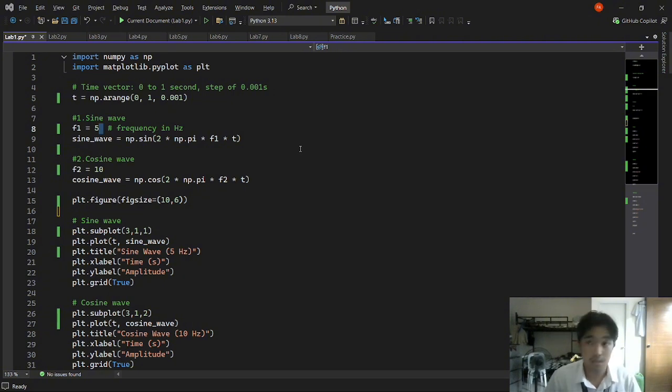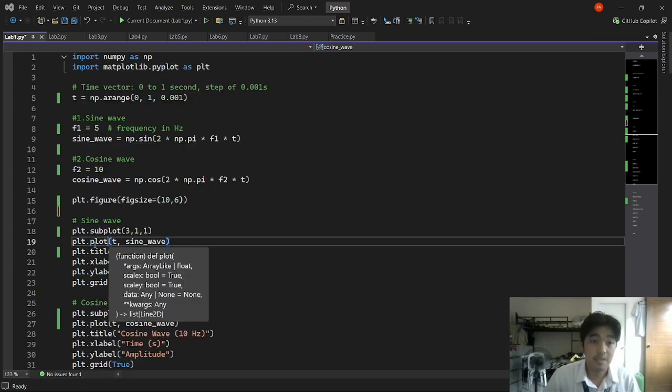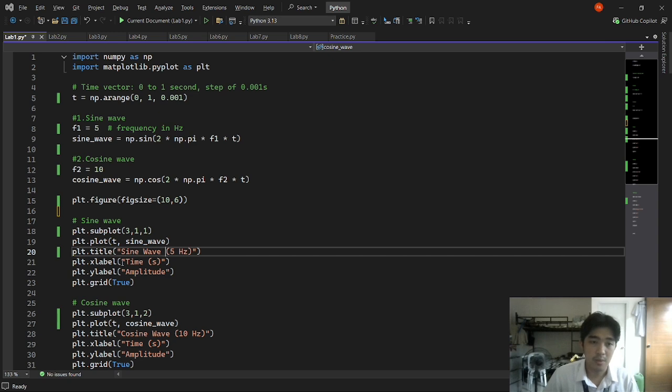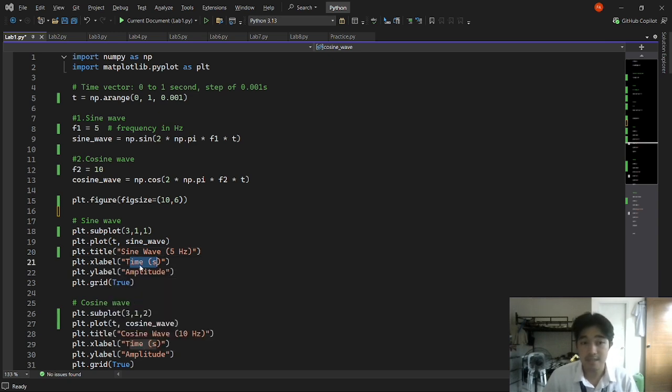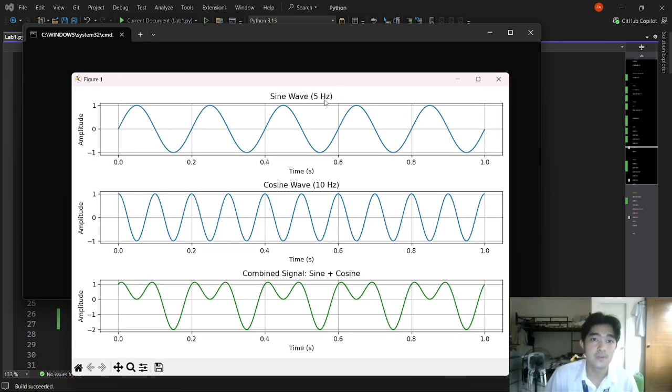Now after defining the sine wave, we try to plot it using Matplotlib. To plot the sine wave, we use plt.plot. Here we have the time and the sine wave given, and its title, the label for time on the x-axis, and amplitude as the label on the y-axis. Here we can now see the sine wave of 5 Hz. We have the time array ranging from 0 to 1 second, and the amplitude and time.